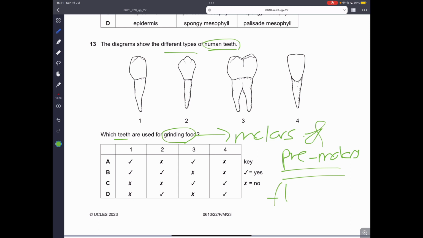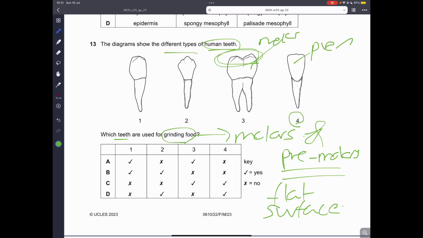So they basically have flat surfaces. That's one of the keys to finding out which one is a molar. So we can see there's a very flat surface here, and this could be a molar. The 4 could be a premolar. So 1 and 2 is not, because it has a very sharp edge to it, and therefore C is the correct answer.